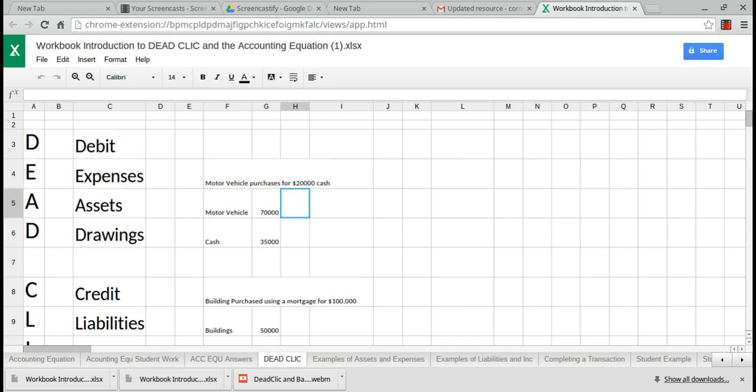Okay, so first example here. Business has already got some motor vehicles worth $70,000. And it's also got cash worth $35,000. And what the business has done is it's purchased a new motor vehicle for $20,000. So quite clearly, the obvious one is we do need to increase the amount of motor vehicles in the business as an asset, and we're going to increase it by $20,000. And therefore, the business has now got $90,000 worth of motor vehicles.